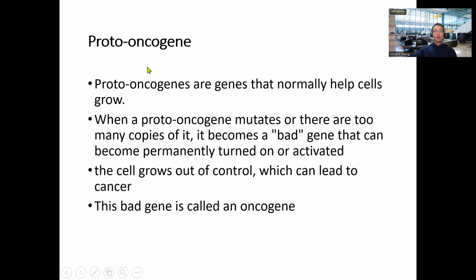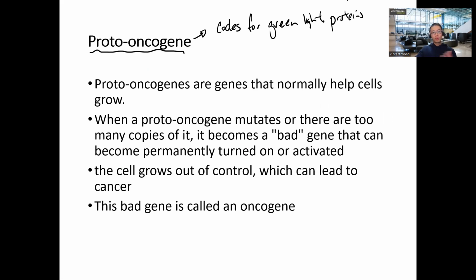Okay, so proto-oncogenes. Proto-oncogenes are genes that code for green light proteins. All these proteins have a gene, right? So the gene that makes the green light proteins is called a proto-oncogene. The proto-oncogene normally would help the cell grow by turning on the green light. You're allowed to divide, you're allowed to make more copies of yourself.